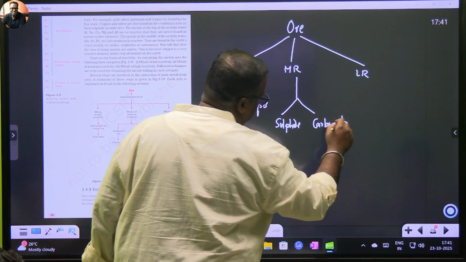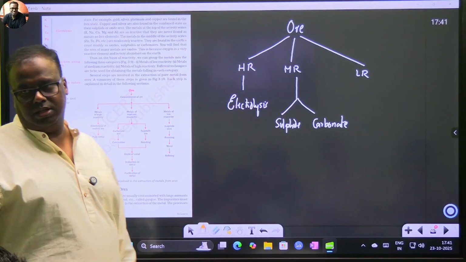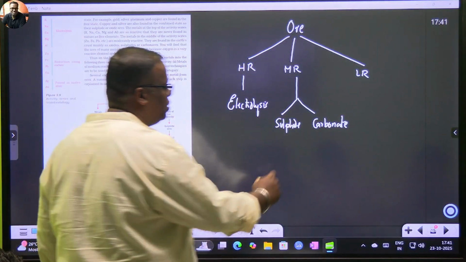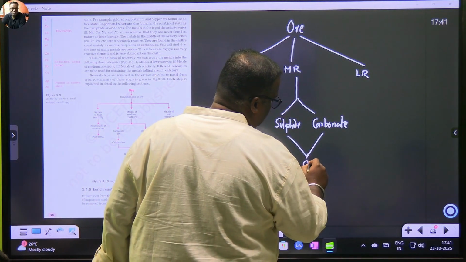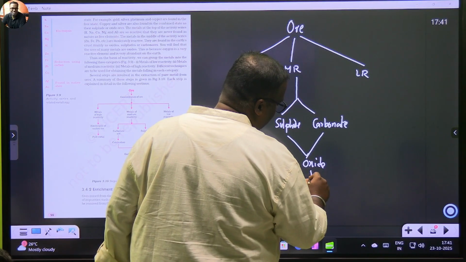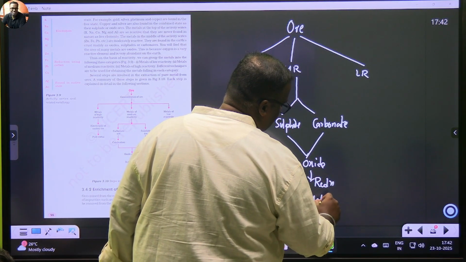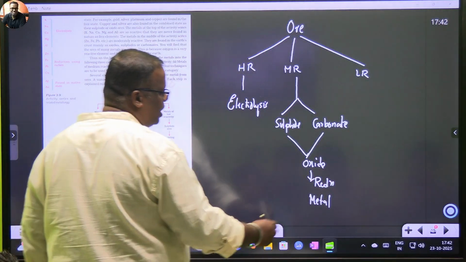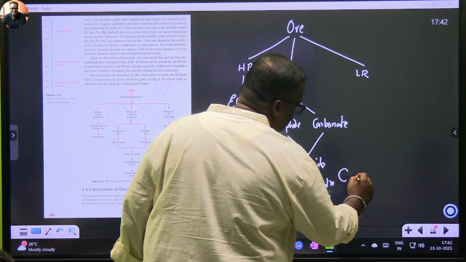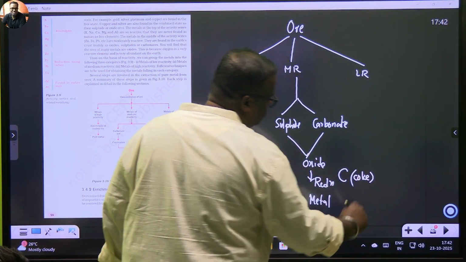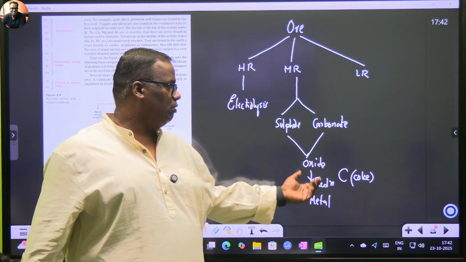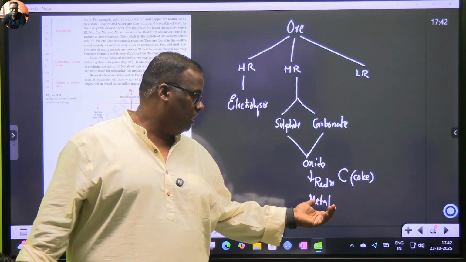So look at this a little carefully. Sulfide or carbonate, right? In both these processes, we have to convert them into what is known as their oxide, and further we have to undergo reduction, and then you get your metal. Now, when you do reduction for an oxide, the thing that you use is carbon in the form of coke. Carbon will react at high temperature with the oxygen, form carbon dioxide and get out, and leave your metal.